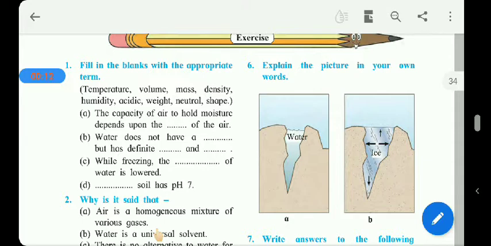As we have completed chapter number 3 in the last session, today we are going to summarize that chapter through one video and we will move to our exercise questions.